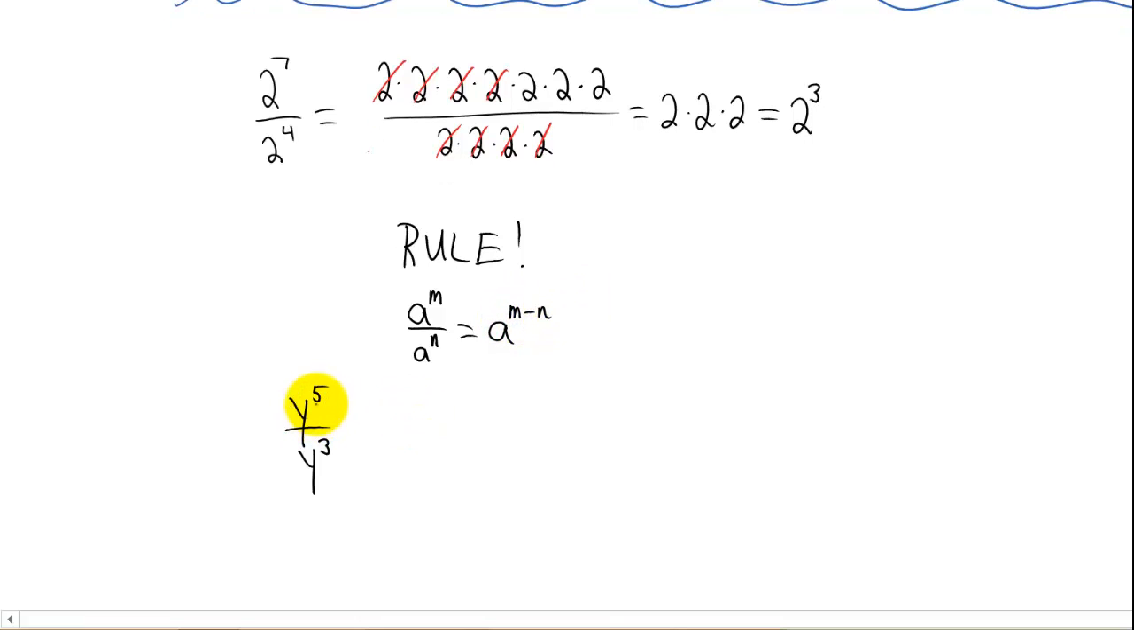As an example, if we have y to the 5th power divided by y to the 3rd power, the answer is just going to be y to the 5 minus 3 power. 5 minus 3 is just 2. So y to the 5th divided by y to the 3rd can be simplified to be written as y squared, or y to the 2nd power.